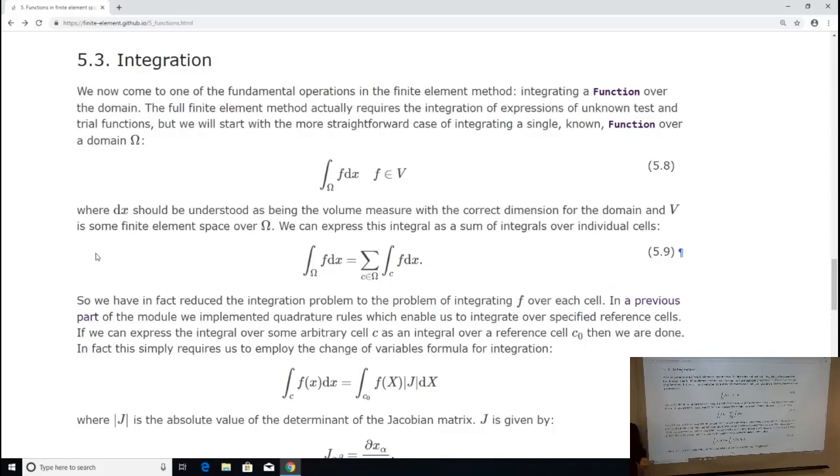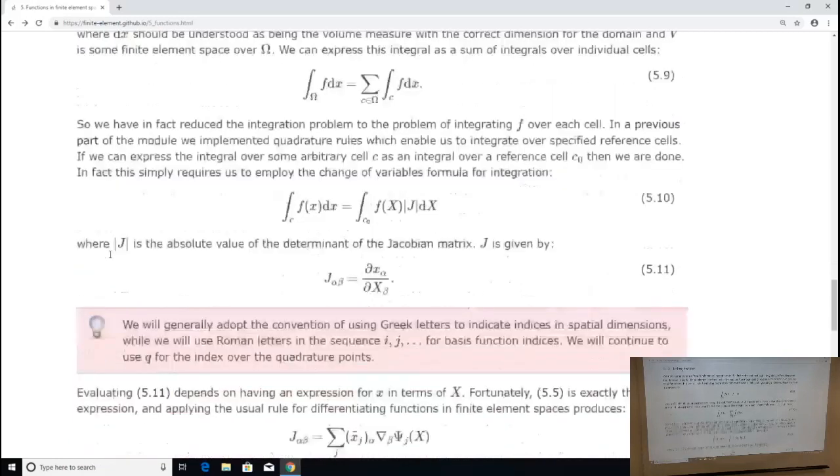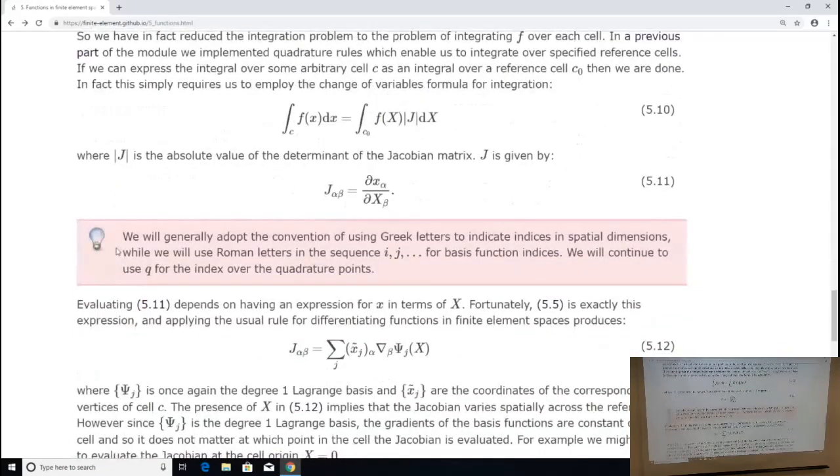The first thing we do is we say, well, integration is linear. So that means if I have integration over the whole domain, that's just equal to the sum of the integration over all of the triangles that make up the domain. So it's a sum over all the cells. Now I'm down to cell integrals, except that I'm now doing a cell integral in global coordinates, and I don't know how to do that.